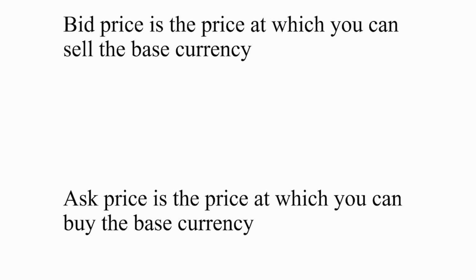So basically, bid price is the price at which you can sell the base currency, and ask price is the price at which you can buy the base currency. As easy as this sounds, or as simple as this is, it is quite confusing. So this is the theoretical aspect of it. Let's delve into the technicality of it, and let me show you the real deal.